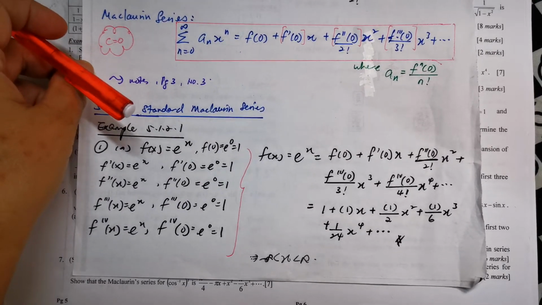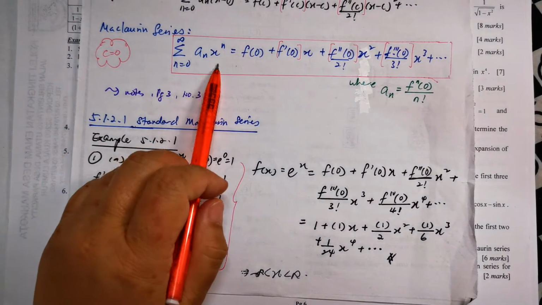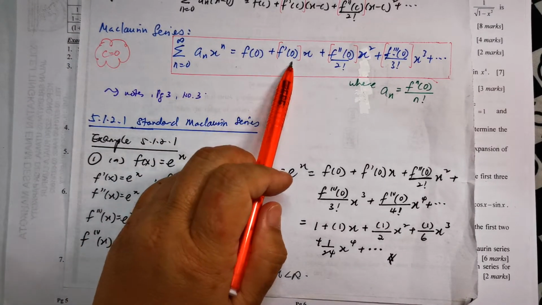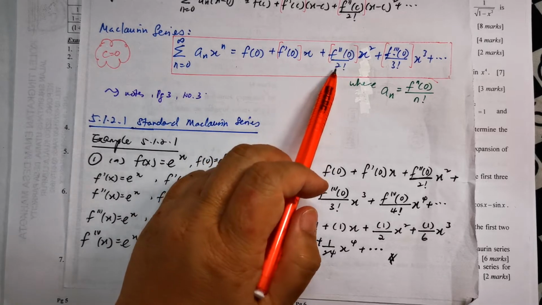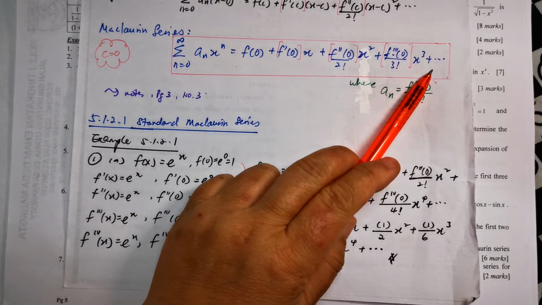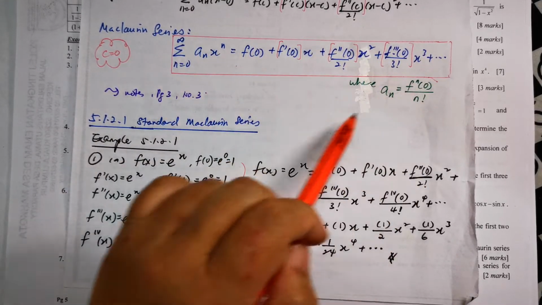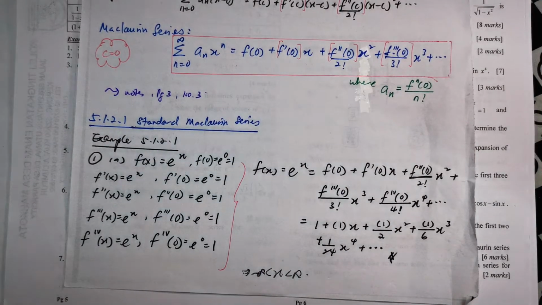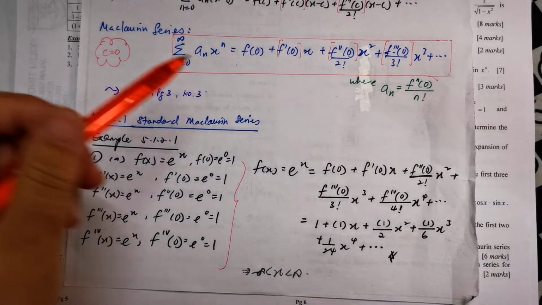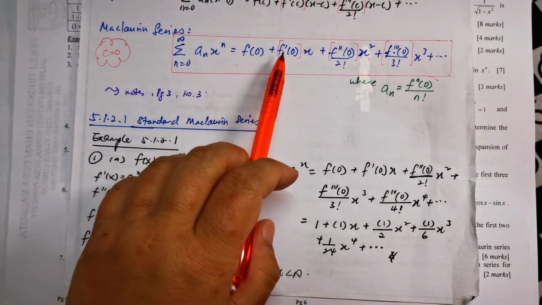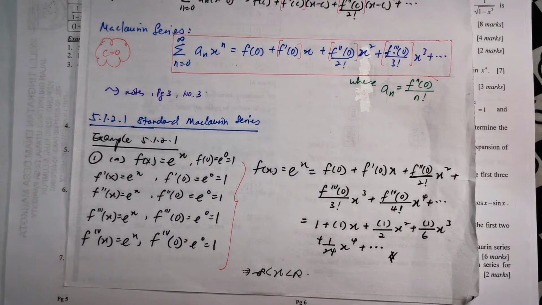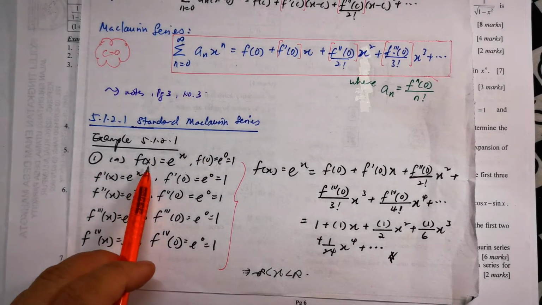So first remember this formula: f(0) plus f prime(0) x plus f double prime(0) over factorial 2 x squared plus f triple prime(0) over factorial 3 x cubed, and so on. This is Maclaurin's theorem. Since this formula is given, definitely you know that by using Maclaurin's theorem, you need to find all the values for f(0), f prime(0), f double prime(0), and so on. Okay, let's see the first function, e^x.